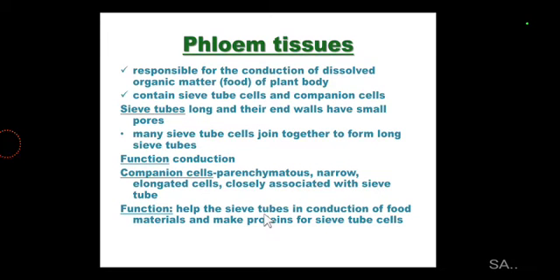Well, now we are moving with the last tissue, and this is the phloem tissue, and this is on your screen. So phloem tissues are responsible for the conduction of dissolved organic matter, that is the food, which is chemically the glucose of the plant body, and they contain sieve tube cells and companion cells. So these are the two main cells that are making the phloem tissue.